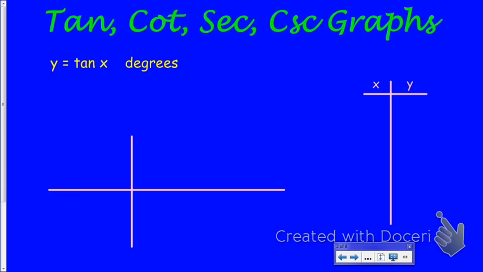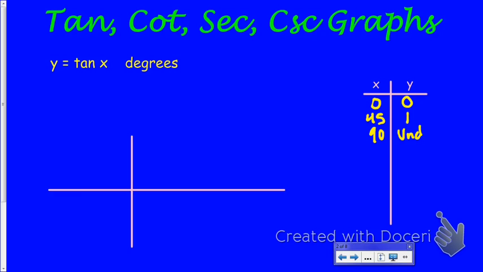graph this one in degrees, and again, just like we did with the sine and cosine parent functions, in order to see what my parent function is going to look like, I'm going to start by plotting some basic points. So I'll start with these three. So if I take the tangent of 0, the tangent of 0 is 0, the tangent of 45 is 1, the tangent of 90 is undefined.